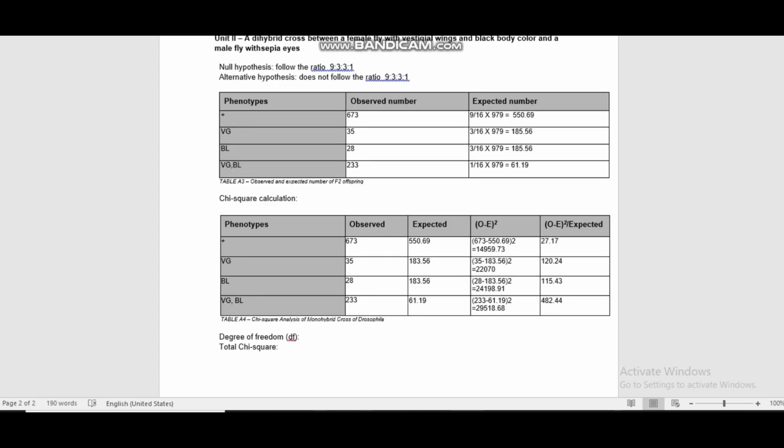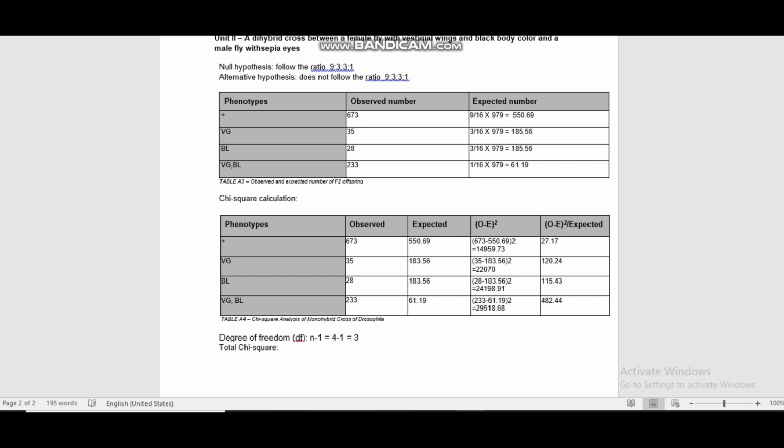So next, for the degree of freedom, the formula is n minus 1. So n is equal to threads. So we got 4 threads here. So 4 minus 1 equal to 3. So our degree of freedom is 3.